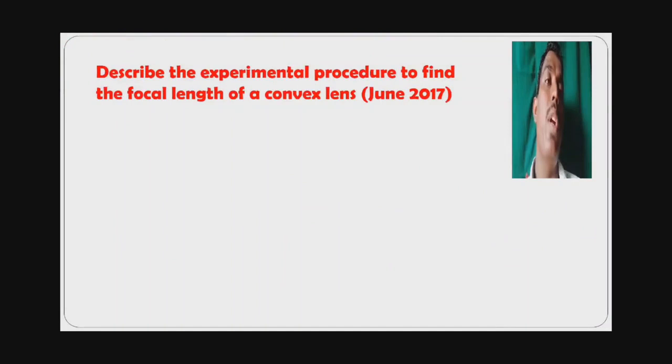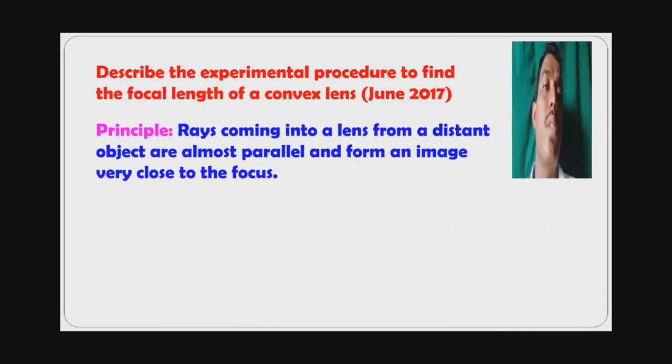Describe the experimental procedure to find the focal length of a convex lens. This question was given in the public examination of June 2017. First of all, we will see the principle. Rays coming into the lens from a distant object are almost parallel. When the object is at infinity, the rays are parallel.